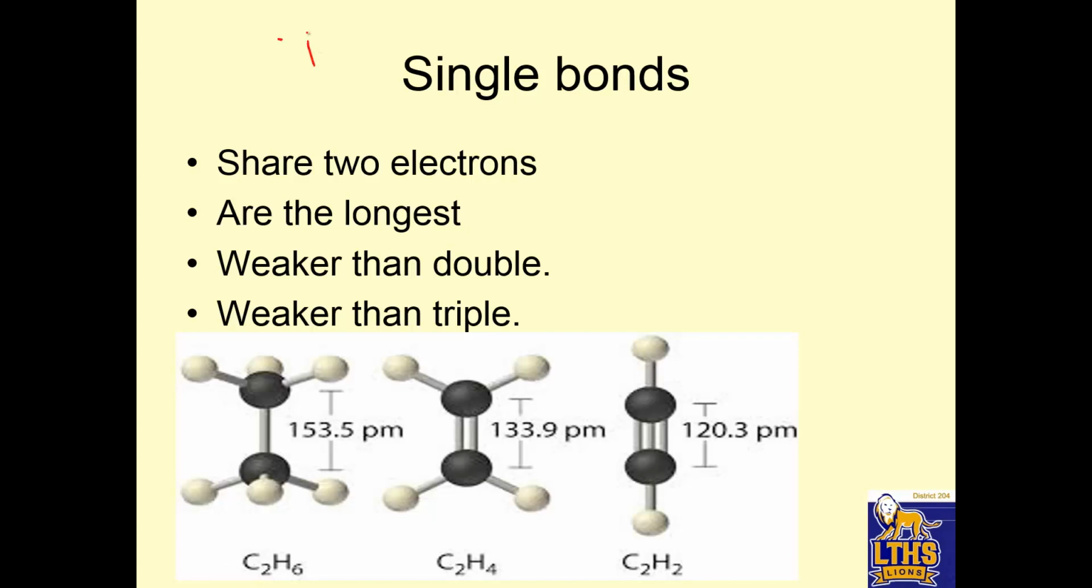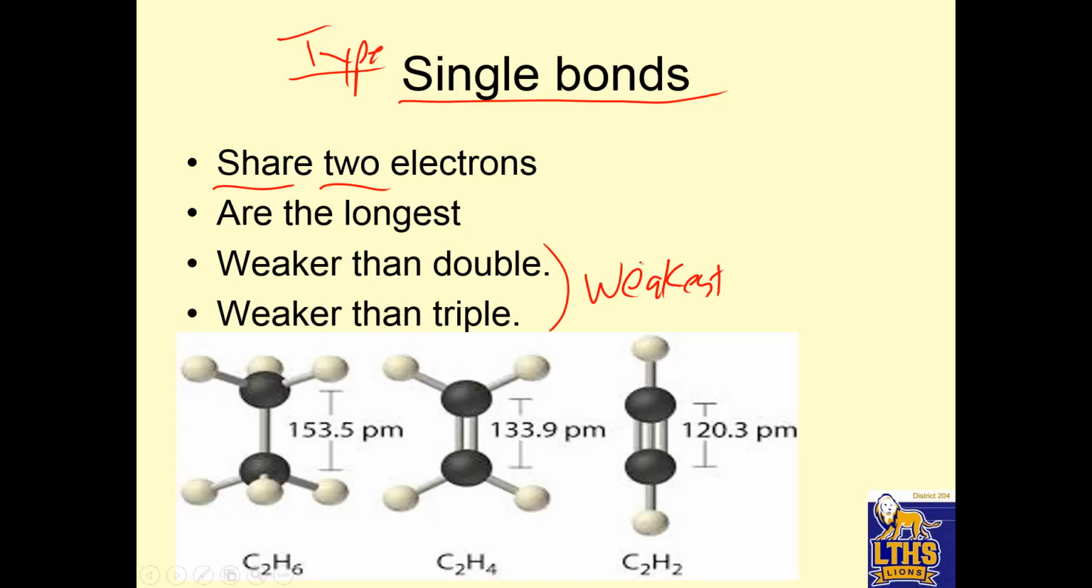Type one. Now remember before we have polar and nonpolar. Here, I guess we'll just call this type whatever. One of the other types is single bonds. Single bonds share two electrons. They're the longest and they're the weakest. Weaker than double, weaker than triple. Here's the single bond. So notice it's longer. 135 is longer than those. And it would also be weaker.